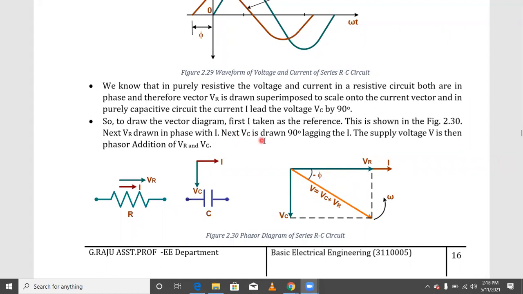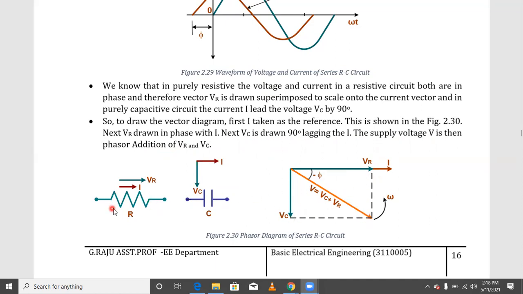And then VC is drawn 90 degrees lagging. We see the voltage across the capacitor is lagging the current by 90 degrees. So VC is drawn 90 degrees lagging the current. The supply voltage V is the phasor addition of VR and VC. So V is the phasor sum of these.